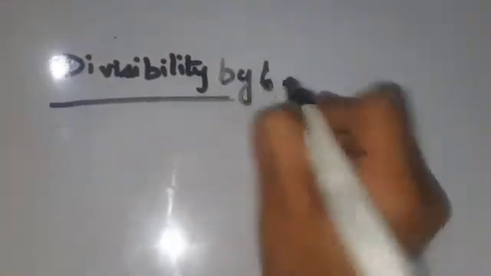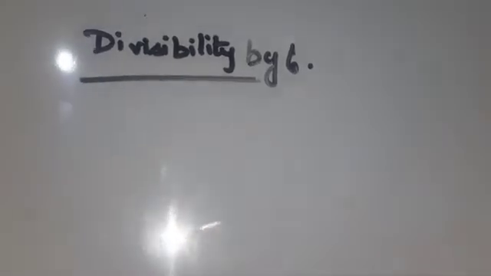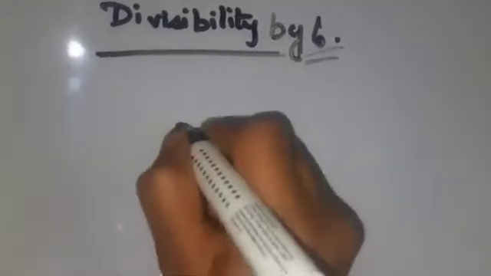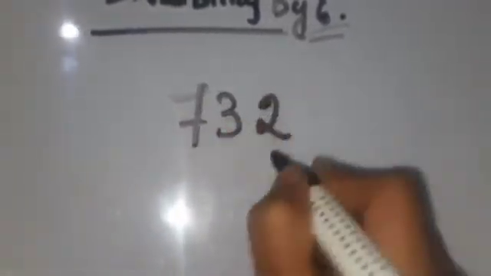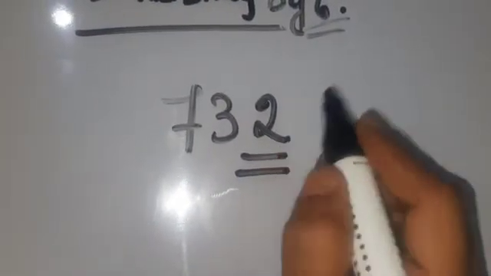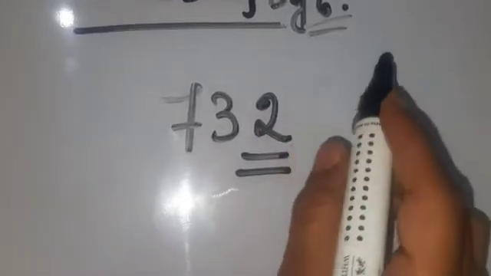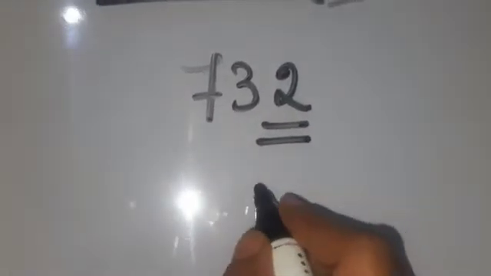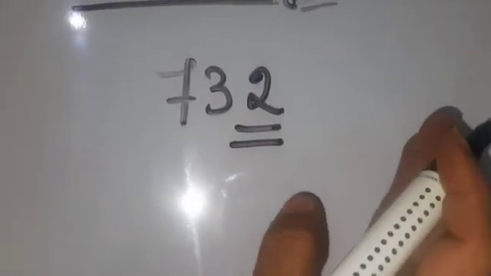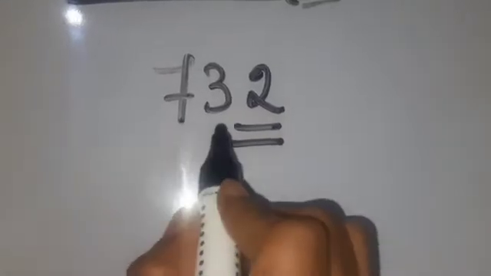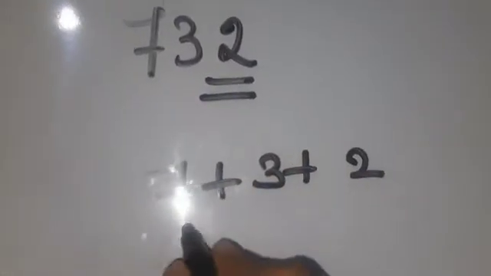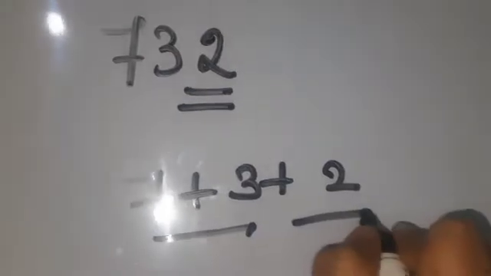Divisibility by 6. If the given number is divisible by both 2 and 3, then it is divisible by 6. Let us take an example, 732. The number which ends with 2 can be easily divisible by 2. This is the rule of divisibility by 2. Let us check whether this given number is divisible by 3 also. The divisibility test of 3 is we have to add the given digits. So 7 plus 3 plus 2. 7 plus 3 is 10. 10 plus 2 is 12.